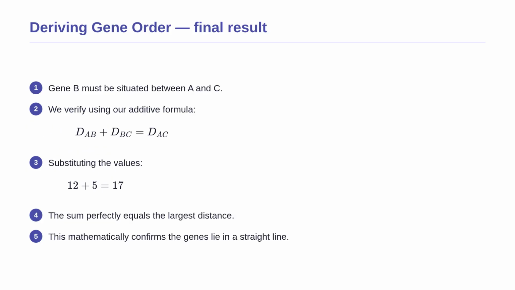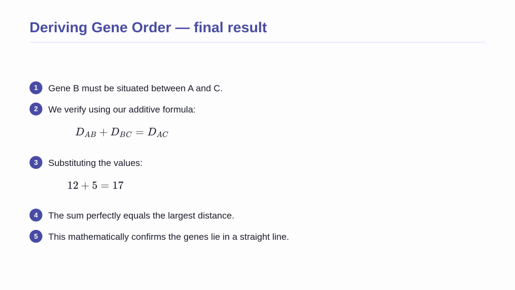Now, we must mathematically prove that this sequence is correct. Since A and C are on the ends, gene B must be situated between them. We verify this by plugging our numbers into the additive formula. We add the segment DAB, which is 12, to the segment DBC, which is 5. 12 plus 5 equals exactly 17. This sum perfectly matches our largest measured distance, DAC.